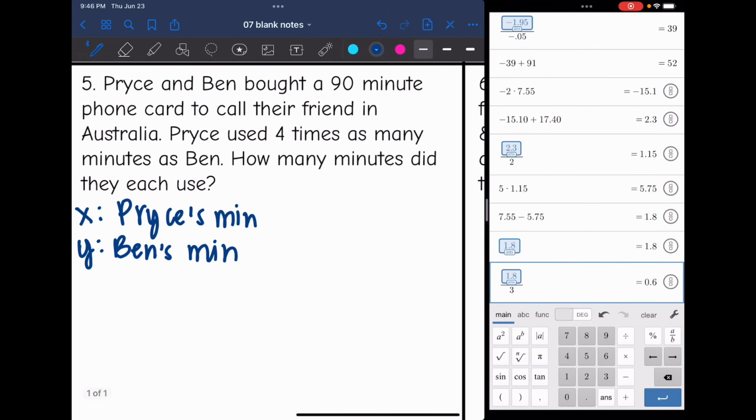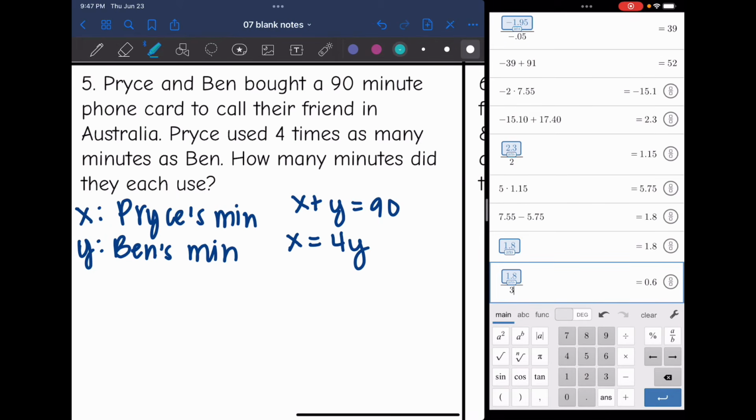So together they bought 90 minutes. So x plus y equals 90. Together they're going to use 90 minutes. Then it says Price used 4 times as many minutes as Ben. So Price is x and he used 4 times whatever Ben used. So there are the two equations for our system. Now we just need to solve it.